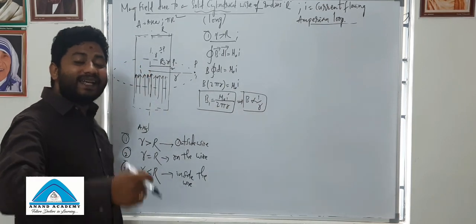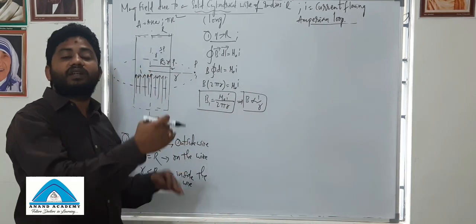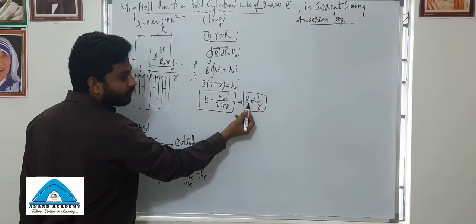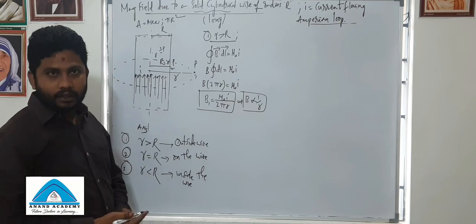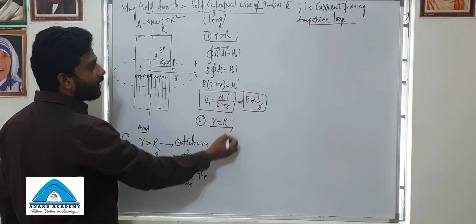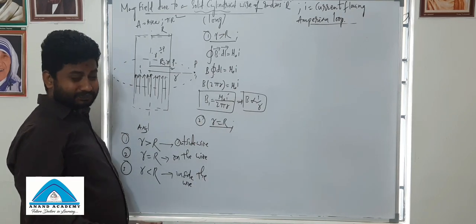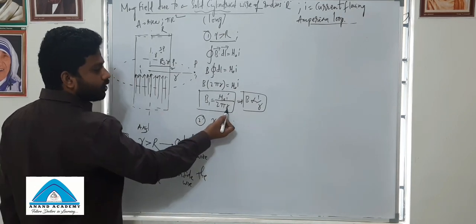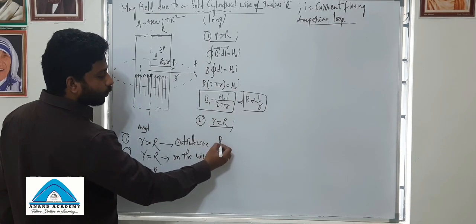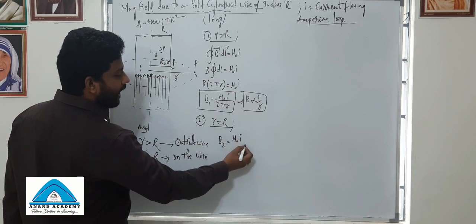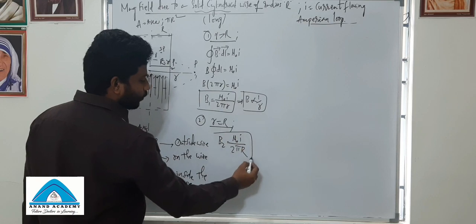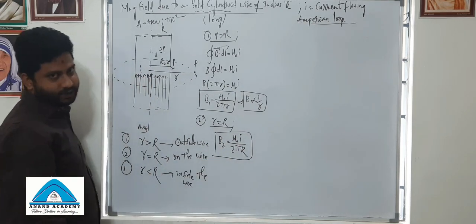When the point of consideration is outside the cylindrical wire, the magnetic field due to that wire is inversely proportional to r. And the second case is small r equal to capital R. In this case, directly you can substitute capital R in the place of small r here. So B2 is equal to mu naught I by 2 pi into capital R. So this is the second expression.